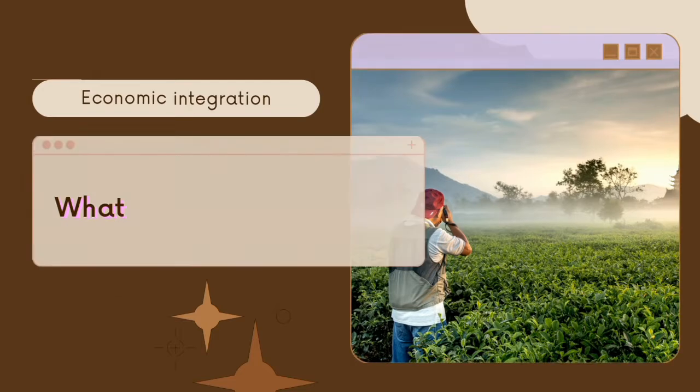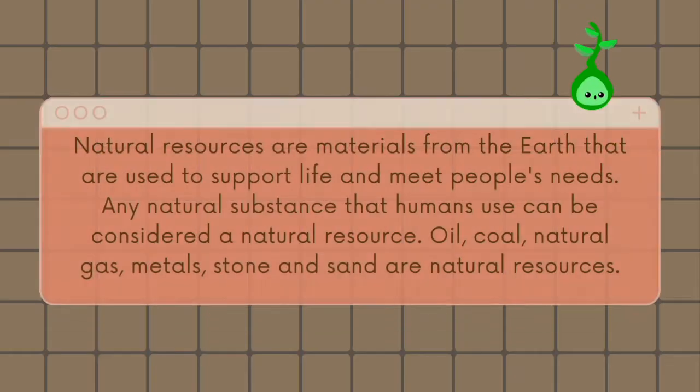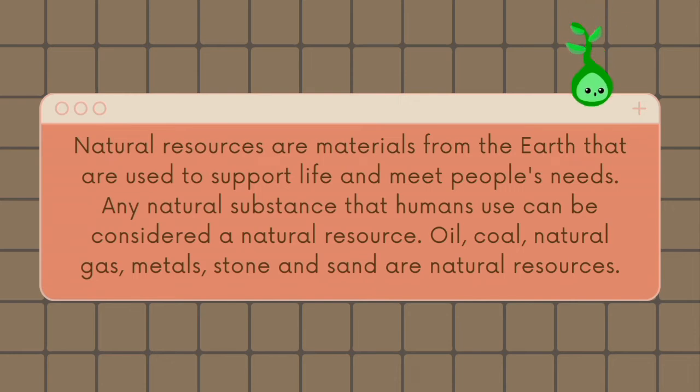So first of all, what are natural resources? Natural resources are materials from the earth that are used to support and meet people's needs, such as oil, coal, natural gas, stone, and many more. And as we all know, natural resources are part of the real wealth of nations. They are the natural capital out of which other forms of capital are made.